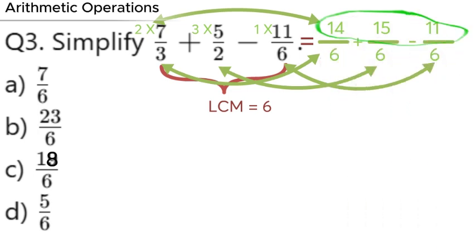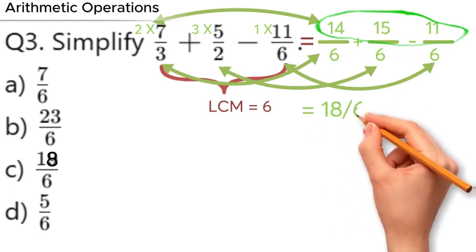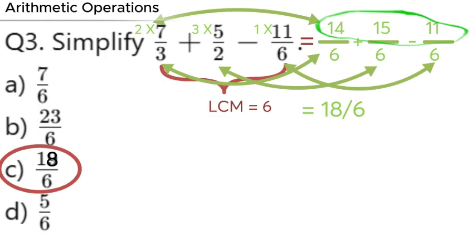Now, we can apply the operations easily since all the denominators are the same. 14 plus 15 minus 11 is equal to 18, and thus the answer is 18 over 6.